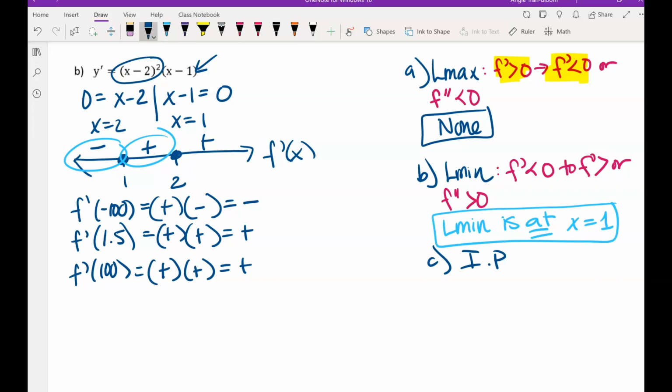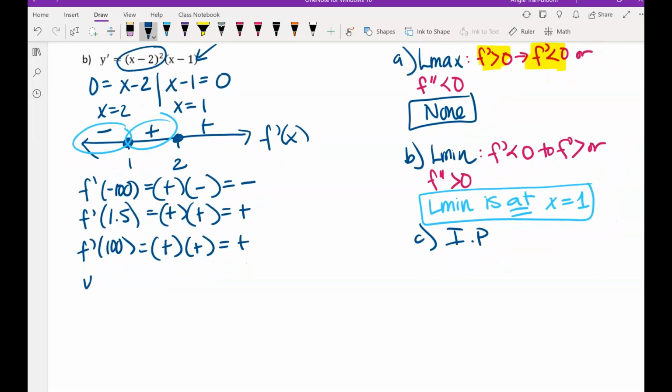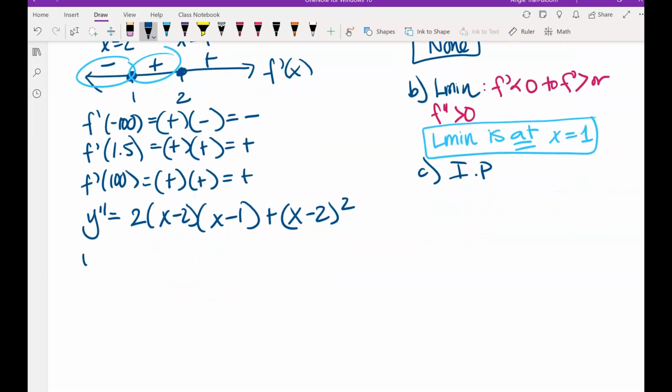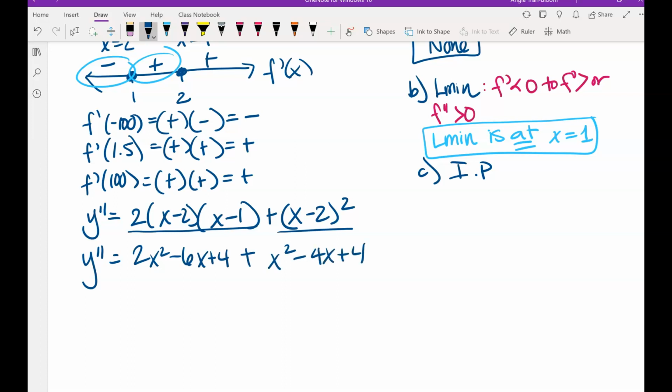Well, IP, then we would definitely need the second derivative. Are you ready? So second derivative, u prime is 2 times x minus 2 times v, and then plus v prime. v is x minus 1, and the derivative of that is just going to be 1, so we are just left with this. Let's distribute. So y prime prime equals, if I were to distribute that, I would get 2x squared minus 6x plus 4. Distribute that, we would get x squared minus 4x plus 4. And combine like terms. So 3x squared minus 10x plus 8. Okay.